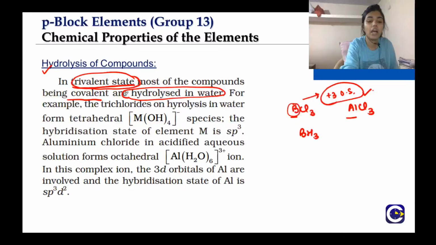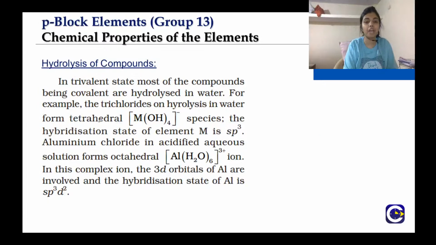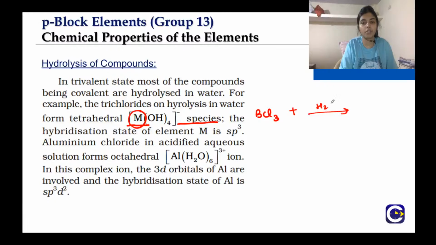Now, what are the products of hydrolysis? The product of hydrolysis is a tetrahedral species, right, of the formula [M(OH)4]-. Now, what is M here? M is the central atom. For example, let us say that BCl3 we are taking, right? On reaction with water, on hydrolysis with water, it will form what? [B(OH)4]-.